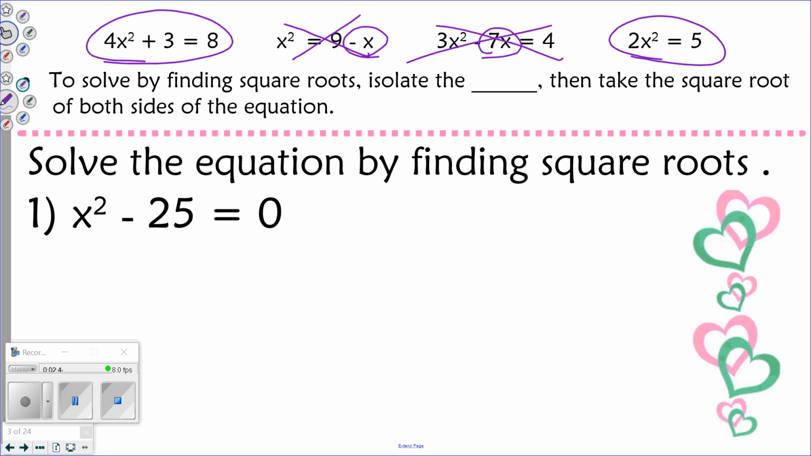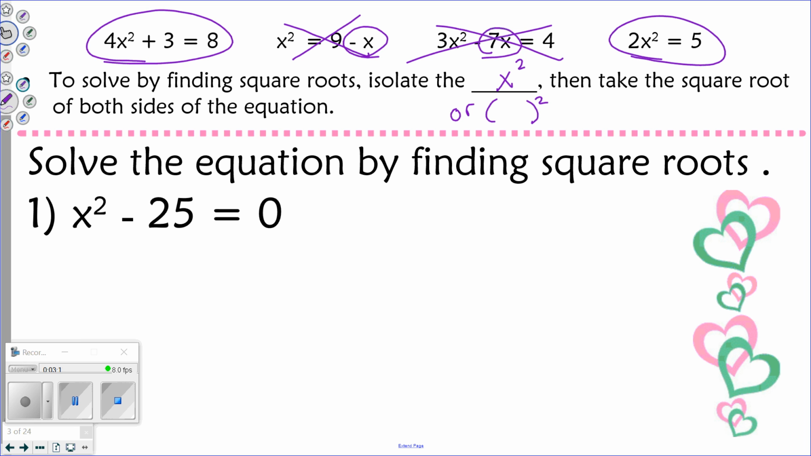Oh, sorry. Isolate the x squared. Sorry, I totally bypassed that part of the directions. To solve by finding square roots, isolate the x squared. Make a little note there. Or parentheses squared. We're going to look at 2 different styles of them today. And then take the square root of both sides of the equation.